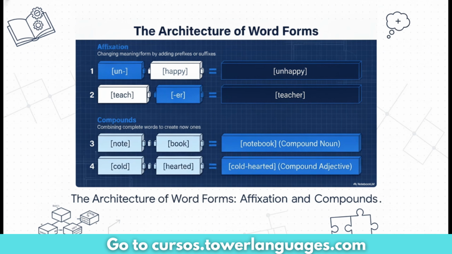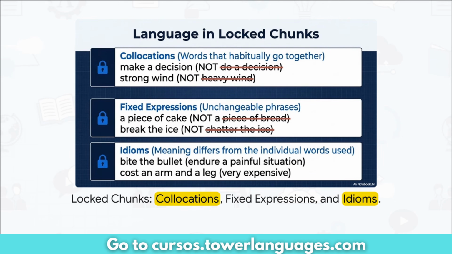Building on that idea, instead of teaching words completely in isolation, we really must teach language in locked chunks. You have to explicitly point out collocations to your students so they know, for instance, to say make a decision instead of do a decision. This also includes fixed expressions, which are phrases that basically can't be changed, like a piece of cake. And of course, idioms, where the meaning of the phrase is totally different from the individual words themselves, like having to bite the bullet when enduring a painful situation.